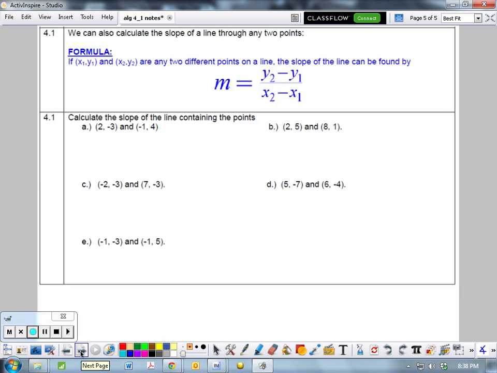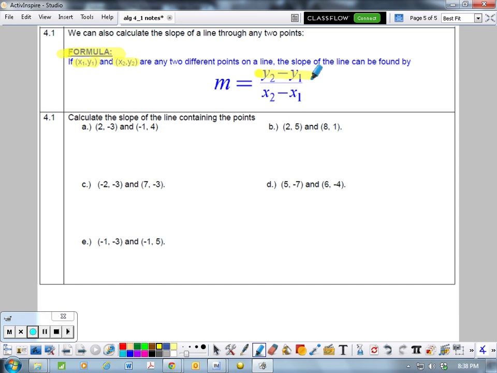Okay, we can also calculate the slope of a line through any 2 points by using algebra. And so here's our formula. Our formula is based on the idea that each point has an x value and a y value. So x1, y1 means the x value of my first point, the y value of my first point. x2, y2 means the x value of my second point and the y value of my second point.